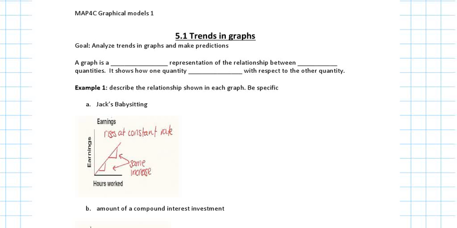So a graph is a visual representation of the relationship between two quantities, right? Because I always have the x and y axis. So it's a visual representation of the relationship between an x and a y, which is the dependent and the independent variable. It shows how one quantity changes with respect to the other quantity.